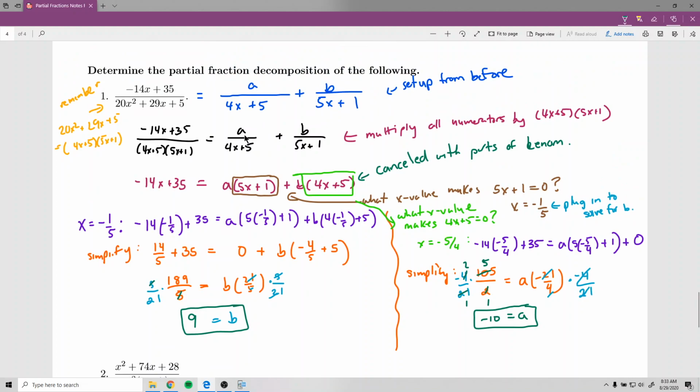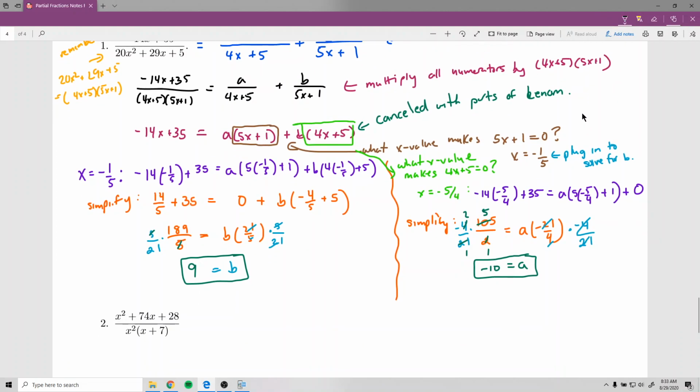Those were our missing letters. We solved for them. Now that we solved for them, we're done. Just plug them in. But you do need to plug them in. You shouldn't just write a equals and b equals unless that's what the problem's asking for. Sometimes the problems will be set up for you in this way. It's kind of telling you how to set them up, and then it wants you to solve for them. Other times you have to do the whole thing and plug them in.